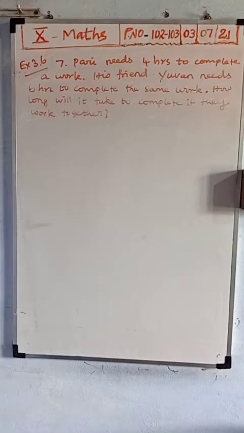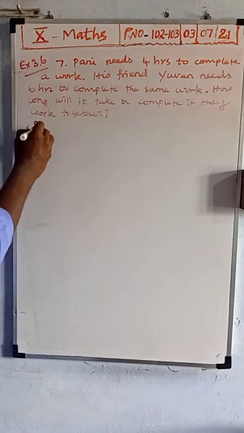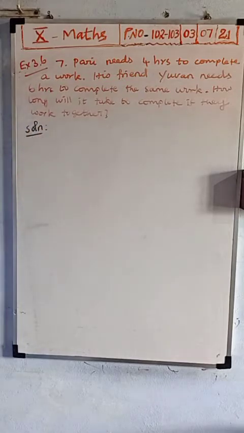This is the question. Pari alone completes a work in 4 hours. His friend Yuvan completes the work in 6 hours. Suppose both join and do the work, then how many hours to complete the work, we want to find. So see the solution. We already learned questions of this format in 8th standard. Here we are taking work and time, usually in fraction form. See, I will explain this.